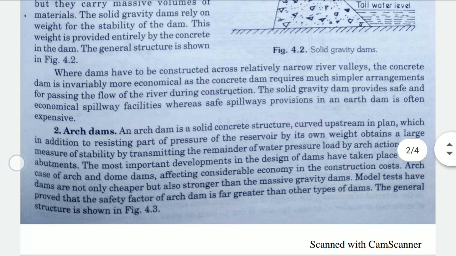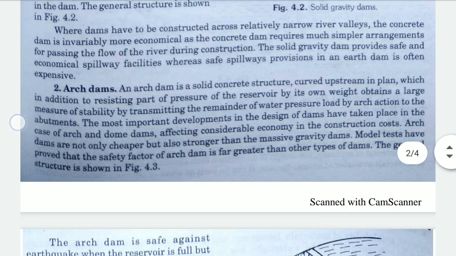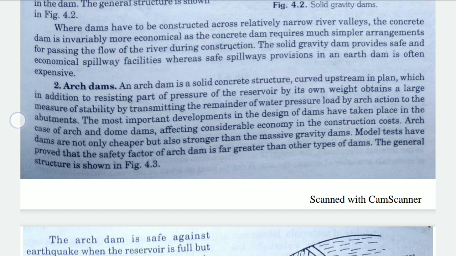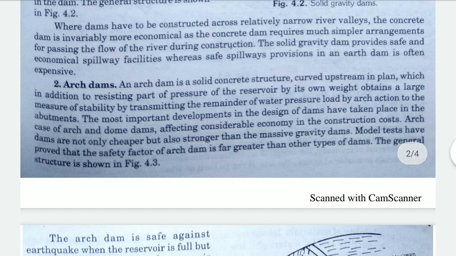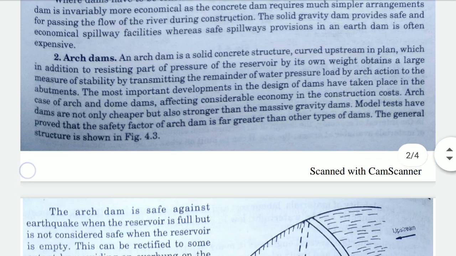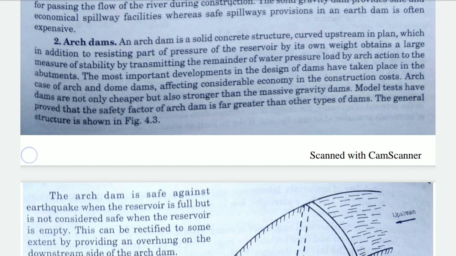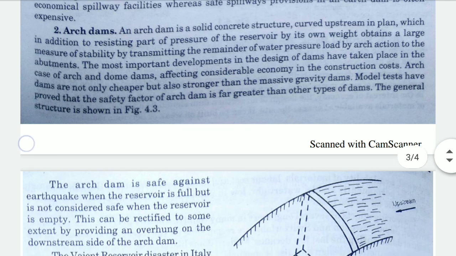The second one is the arc dam. It is also a solid concrete structure, curved upstream in plan, which in addition to resisting part of the pressure of the reservoir by its own weight, obtains a large measure of stability by transmitting the remainder of the water pressure by arch action to the adjacent abutments. The most important developments in the design of dams have taken place in the case of arc or dome dams.